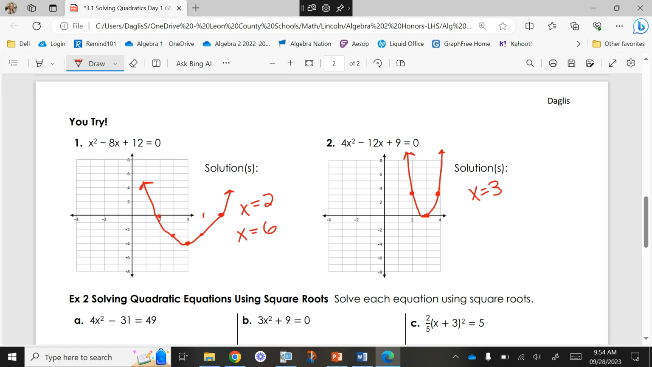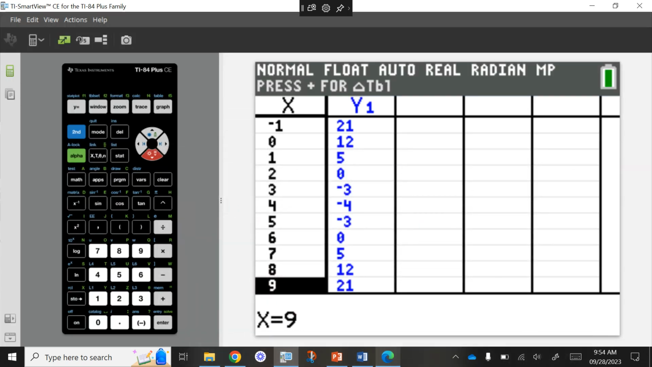How does the table also show x-intercepts, by the way? Looking at this table, how can you look at just the table and tell me x-intercepts? When your y equals 0. Okay, when your y equals 0. So I have 2, 0, 6, 0. That also proves that those are zeros. Zeros, x-intercepts. What else did we say? Solutions, roots.